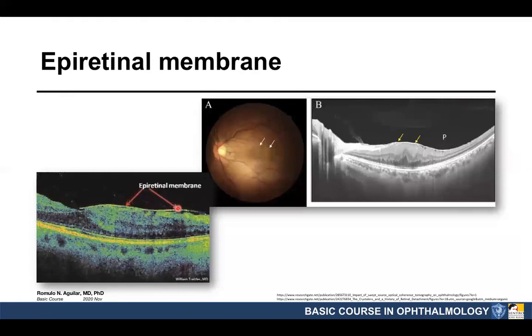Epiretinal membrane, you will see that membrane there. Okay, and on swept source, I hope you can see it. It's that hyperreflective line on the surface of the retina.